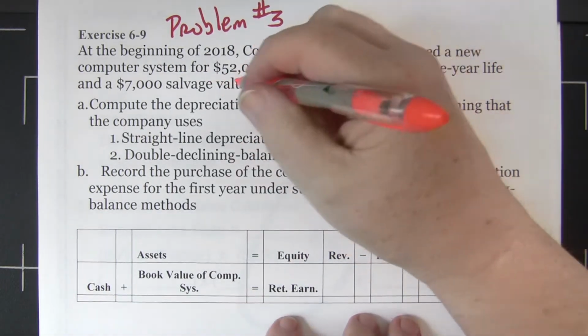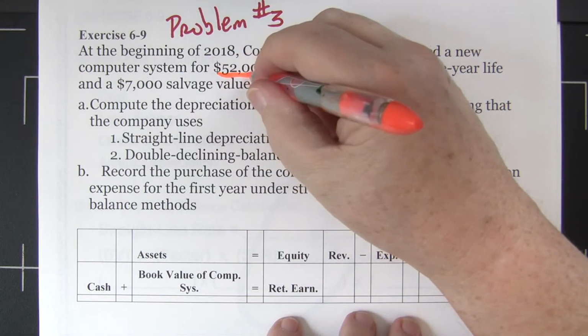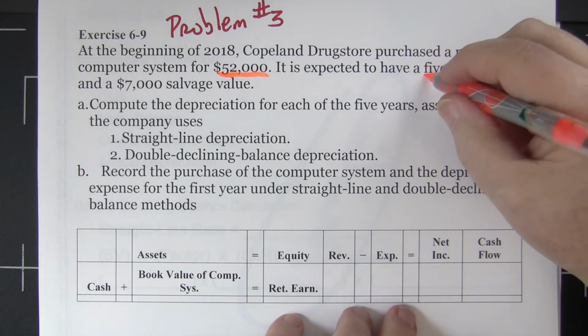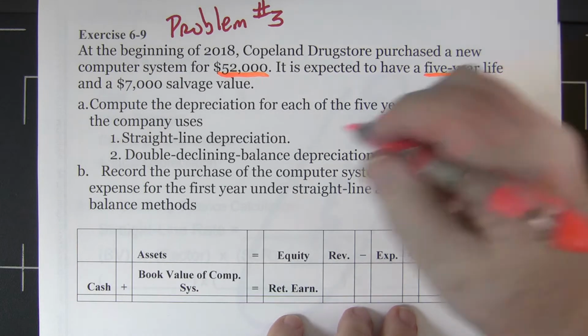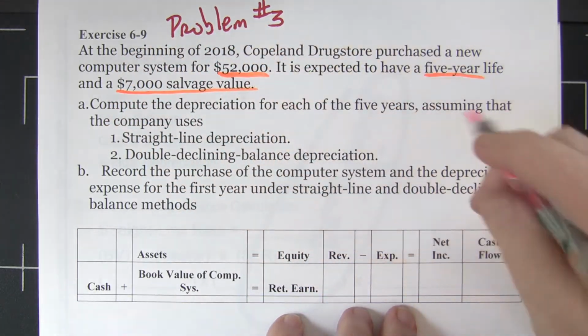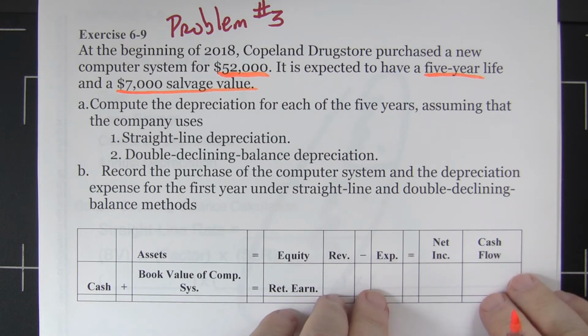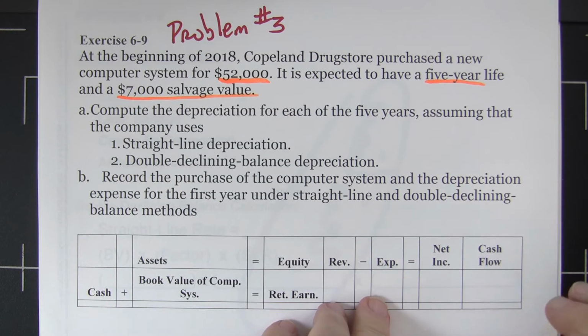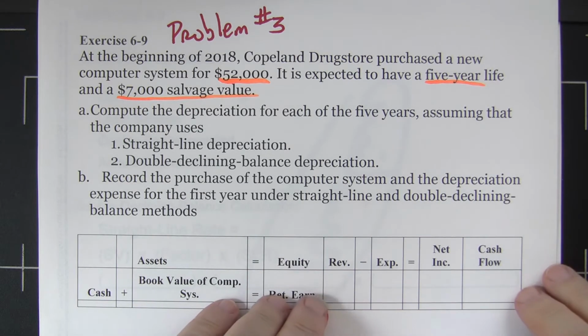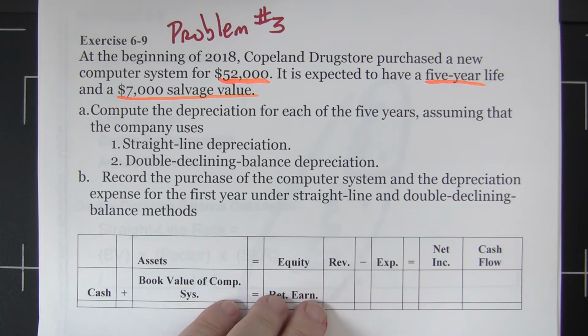They purchased a new system for $52,000. It's expected to have a 5-year life and a $7,000 salvage value. Well, I can tell you from my practice, there's no computer I've ever seen that has a 5-year life. Usually by the time the client buys it, it's outdated. And that includes the big mainframes that run the 911 systems that I work with from time to time.